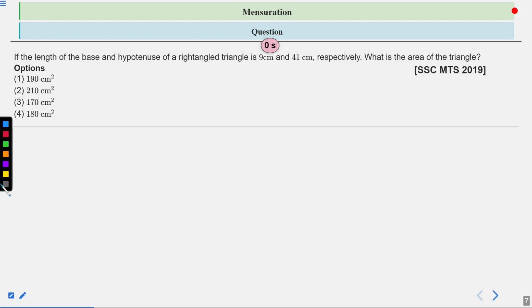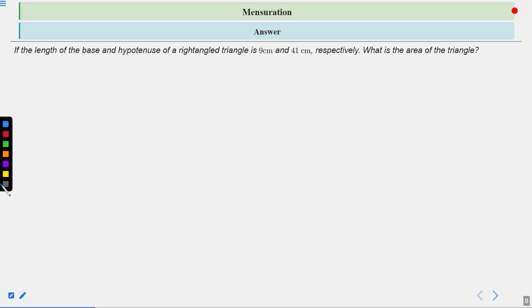Now time is up. Let's see the solution of this question. The question says that the length of the base and the hypotenuse of a right angle triangle is given, which is 9 and 41. So by using the Pythagoras theorem, we can calculate the perpendicular length, because we have the length of base and we have the hypotenuse. Then we can easily calculate the area of the triangle using the formula 1 by 2 into base into height. So the correct answer of this question is the fourth one, which is 180 square centimeter.